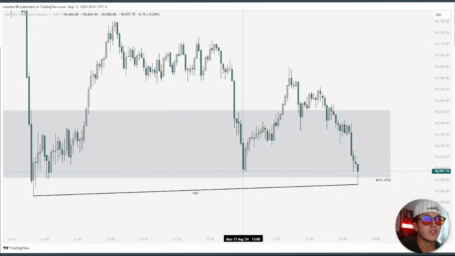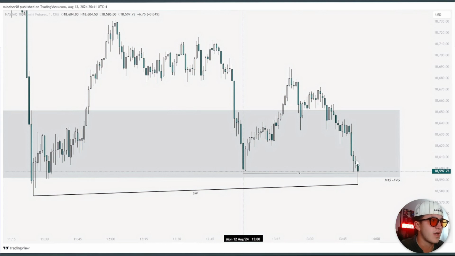We were looking for a change in state of delivery, and we were also seeing a run on a short-term high. So if I'm bullish, I'm going to want to run on a short-term low that also creates our higher time frame SMT. And our higher time frame SMT was the M15, the higher low on the NASDAQ compared to the YM. But if you look here now, what does this singular candle right here do? It creates the SMT divergence on the 15-minute, and it runs a short-term low.